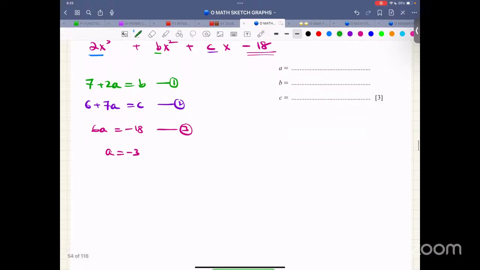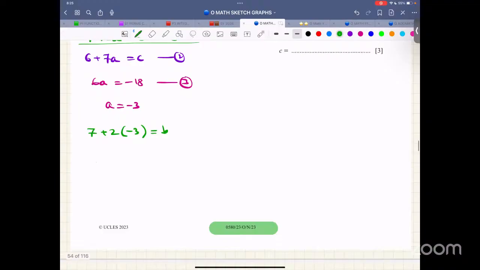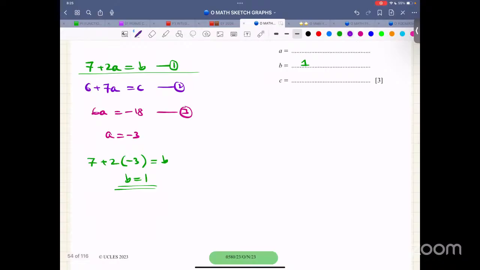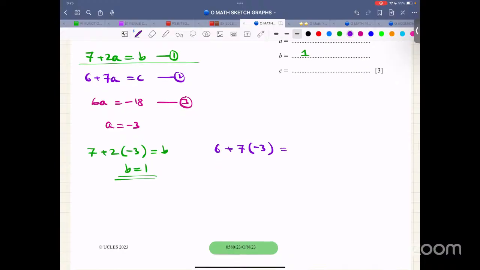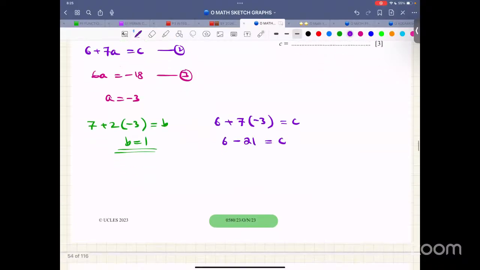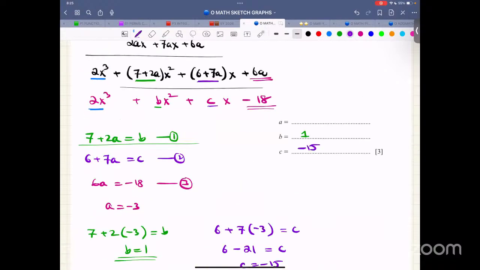So if I plug in the first one, 7 plus 2a, 7 plus 2 times negative 3 is equal to b. 7 minus 6 is b. Therefore, b comes out to be 1. Similarly, over here, 6 plus 7 times negative 3, that is 6 plus 7a is equal to c. That is 6 minus 21 is equal to c. So c comes out to be negative 15.